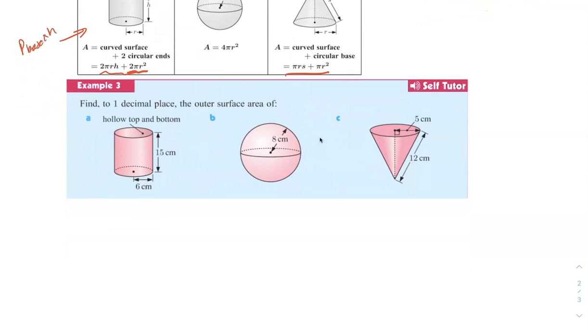Okay, let's do an example or two. Find, to 1 decimal place, the outer surface area. Now, like I said, we mostly do 3 sig figs, but if they want 1 decimal place, you follow what they say. So the surface area of this is 2 pi r h plus 2 pi r squared, right? Area of the bases, there are 2 bases, and then perimeter of the base, which is circumference, times the height. That's all it is. In this case my radius is 6, so they just gave us a radius, so I'm literally just plugging and chugging.